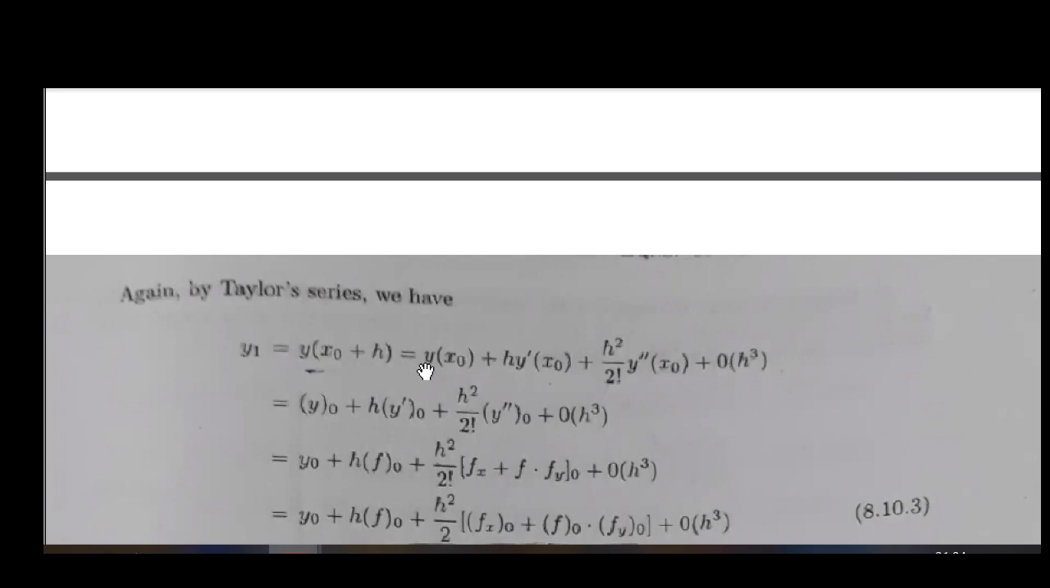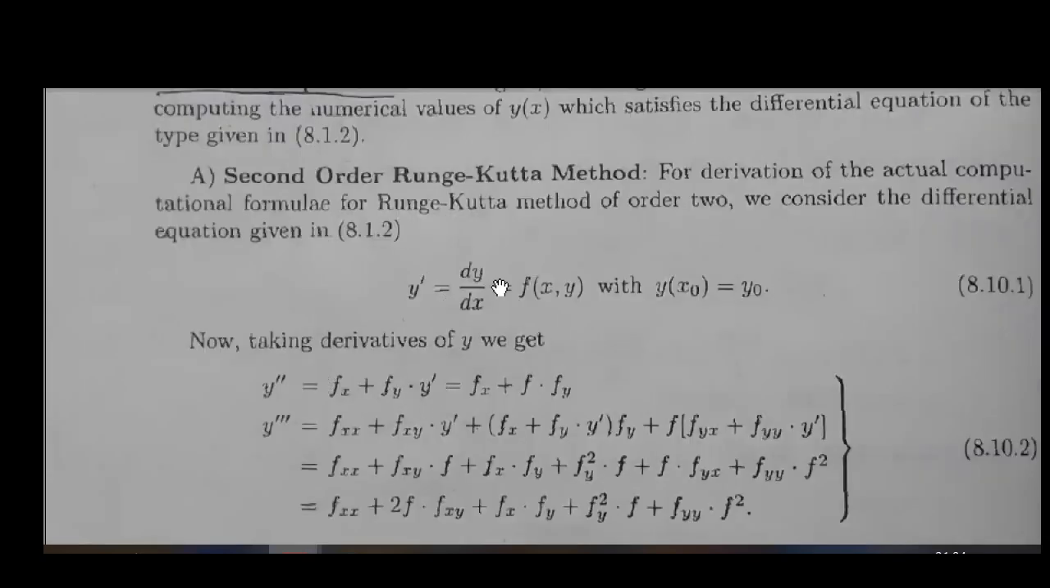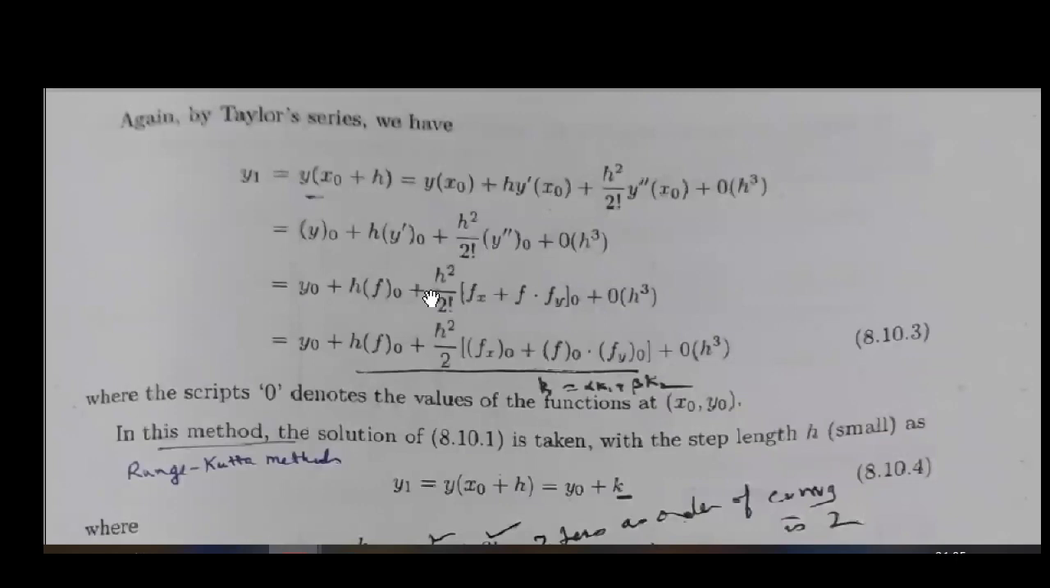If you stop here, this is nothing but y0 plus h y dashed at the point 0 plus h squared by 2 times y double dash at the point 0. But y dashed is what? f(x, y), it is given. The y dashed at the point 0 means f(x0, y0). The y double dash at the point 0 means f_x at the point 0 plus f at the point 0 times f_y at the point 0, that means at (x0, y0). So this thing you can just write here and simplify it. So let us write and simplify up to this step.